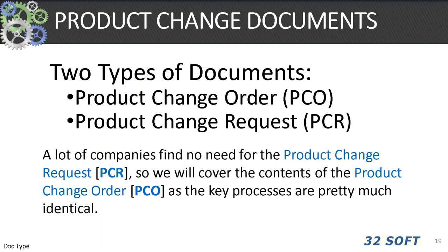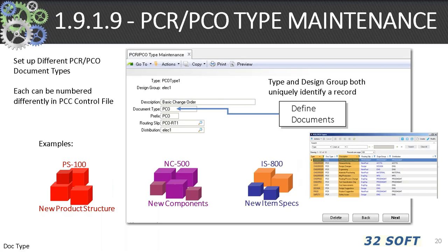There are basically two types of documents in PCC, however you can create others. The primary document is the product change order. There's also a product change request. We will cover the contents of the product change order as the key processes are pretty much identical for the product change request. The PCR PCO type is used to distinguish different kinds of product changes.